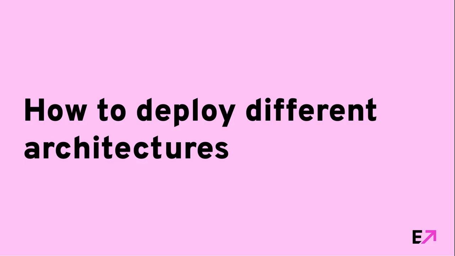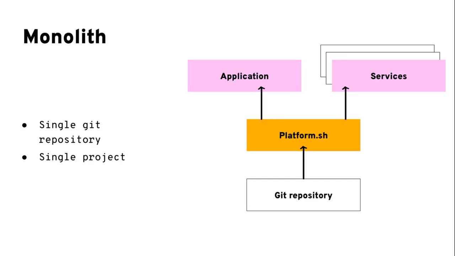Okay, now that we've reminded ourselves of this architecture, let's take a look at how these can be deployed on Platform.sh, starting with our friend, the monolith. As stated previously, a monolith is a single code base. As such, there is really only one way to deploy it, through a single Git repository and to a single Platform.sh project. This is a timeless classic.